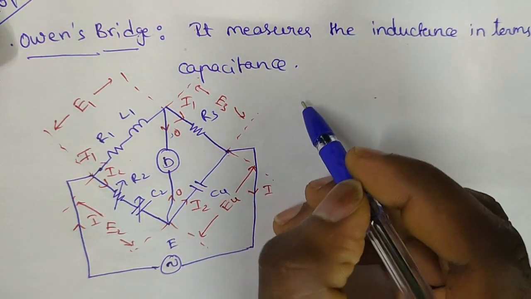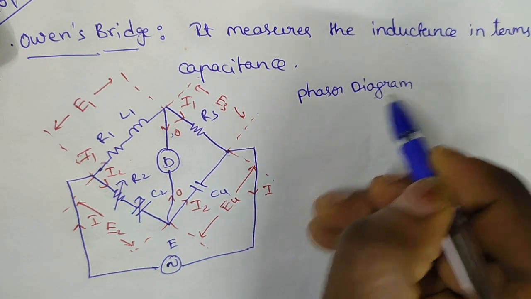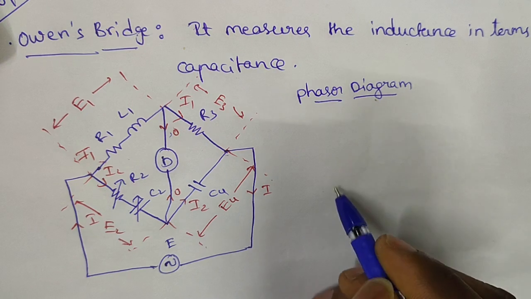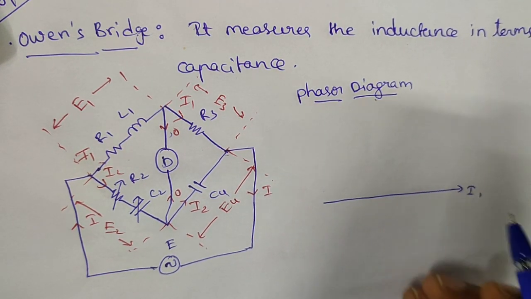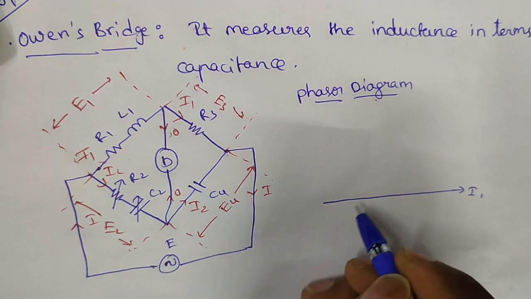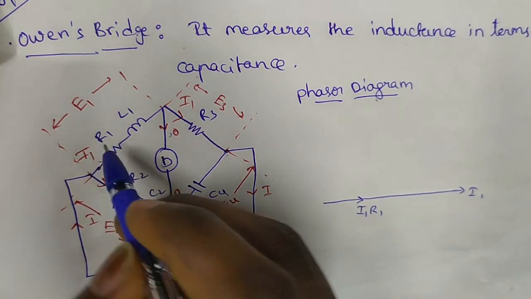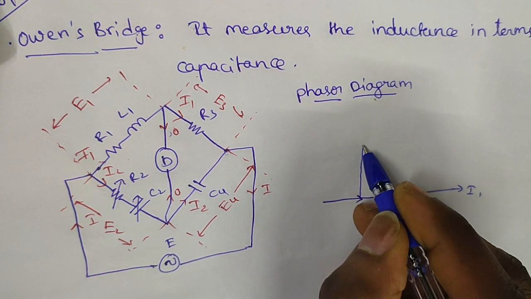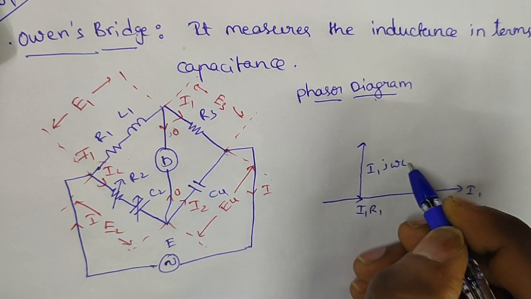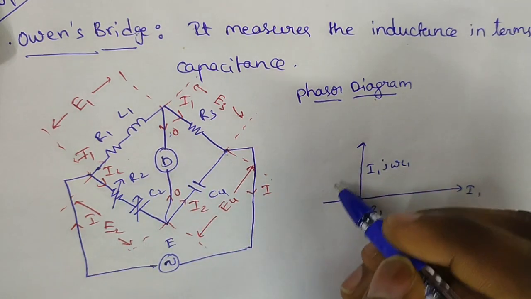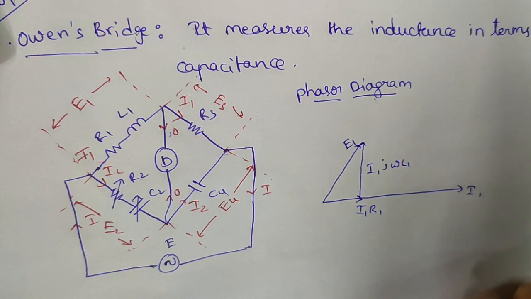For this phasor diagram, let's take reference as I1. So first drop we see is R1. I1 R1 is the drop across this resistor, and I1 J omega L1 is the drop due to this inductor. This will be the resultant E, that is E1.